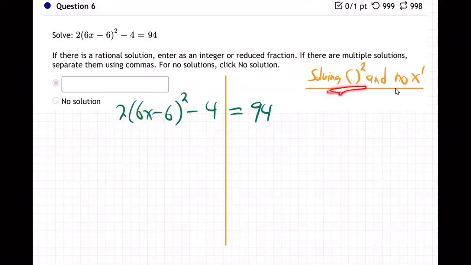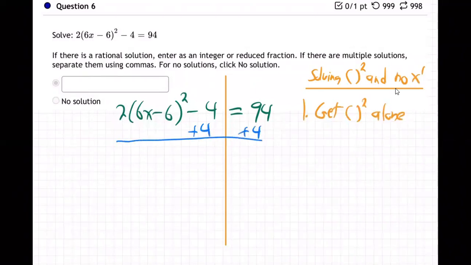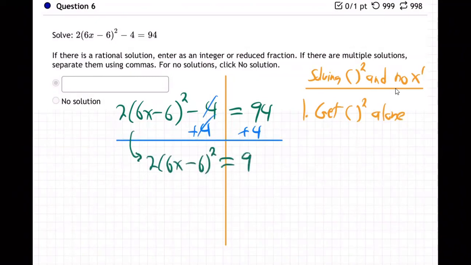So how do you solve parentheses squared when you don't have x to the first power anywhere? Well, step number 1 is you've got to get the parentheses squared alone. So we'll need to do that. Let's start by adding the 4 to both sides. Boom, boom. And then bring this down. And this is what, 98 over there?